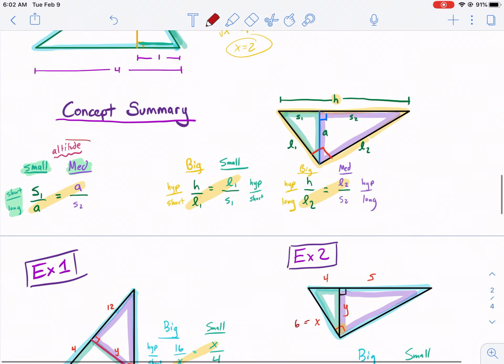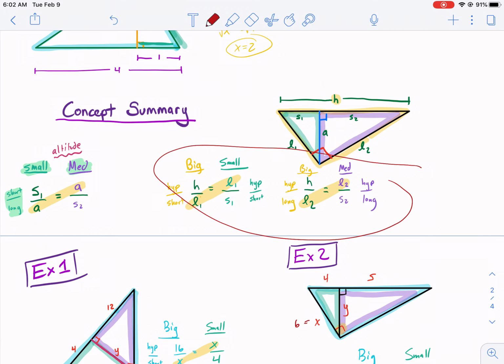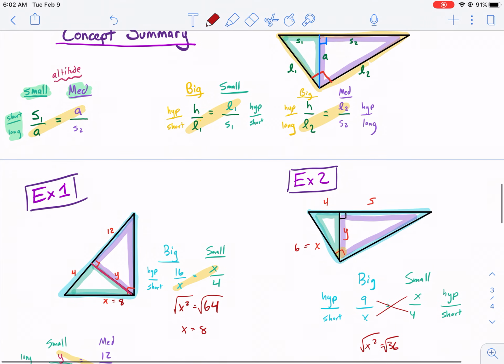Again, altitudes, compare small to medium, long, short side. Anytime there's hypotenuse, you're going to be comparing big to small or big to medium. And hopefully this will be helpful.